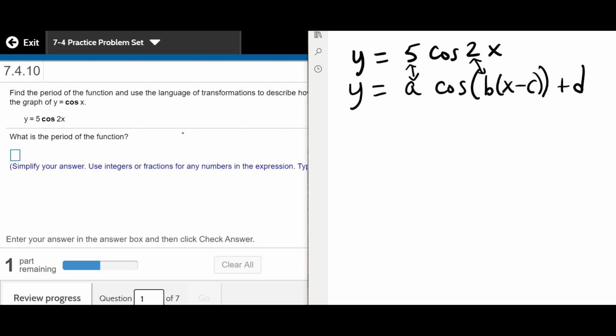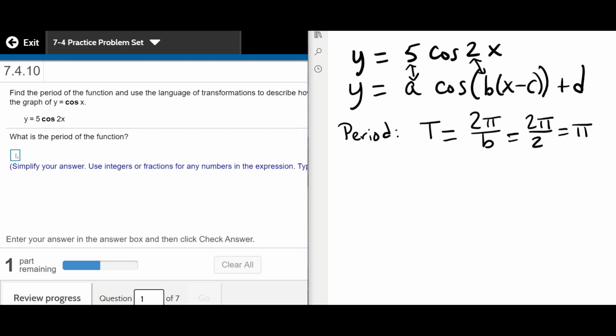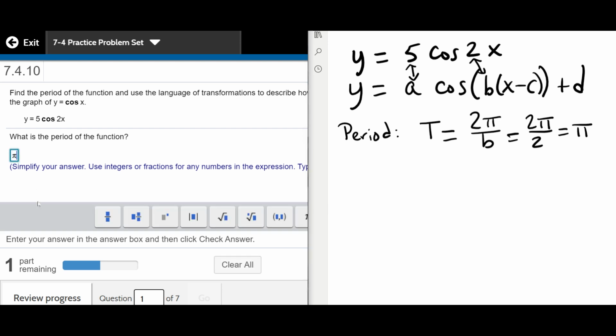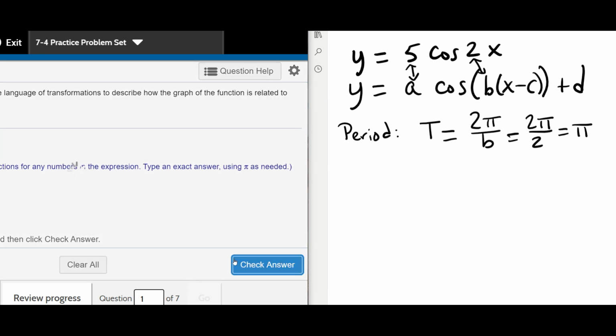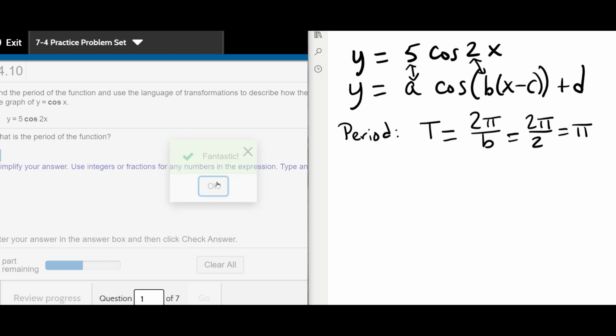If I wanted to find the period, the formula for the period is, remember, the period is given by the capital T, and the formula for that is 2 pi divided by b. We said that the b term is 2. So we have 2 pi divided by 2, which is pi. That's my period for my function given here. So I'm going to type in pi, then check my answer, and that's correct.